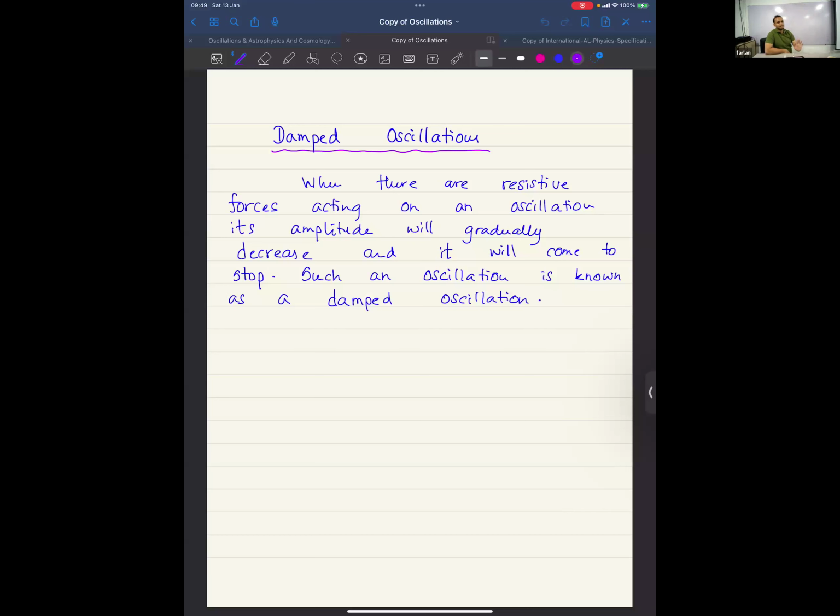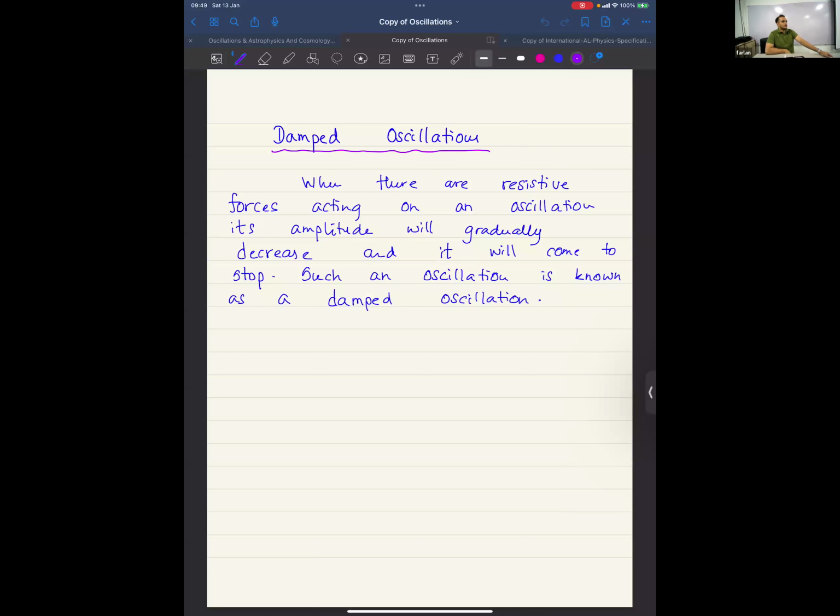Why do you come to a stop? Why does the amplitude reduce and your oscillation die off? It is because of the resistive forces, right? And such an oscillation you call what? Damped oscillation. There are resistive forces acting.